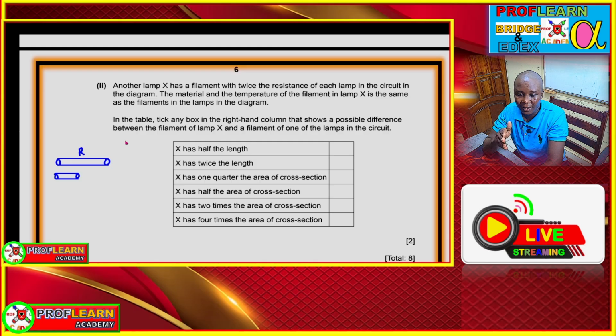it means the resistance also is going to be a half. So the resistance of the second one is going to be a half. Now, what is the reason behind this?